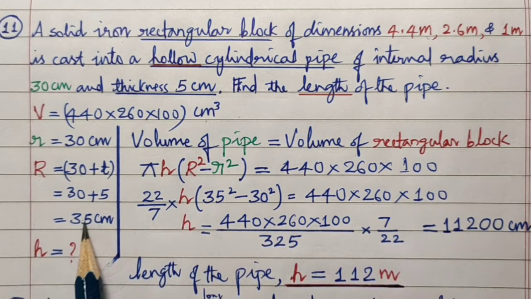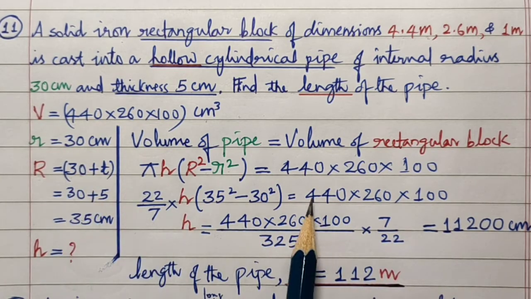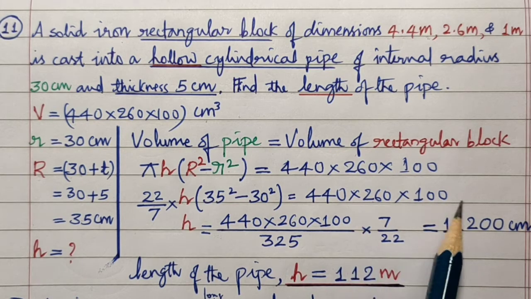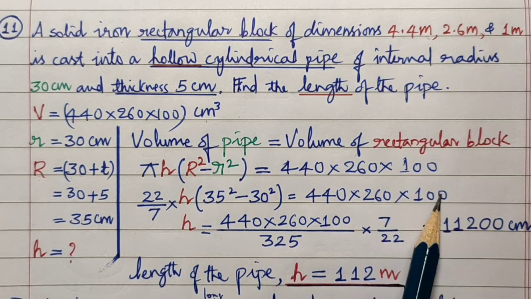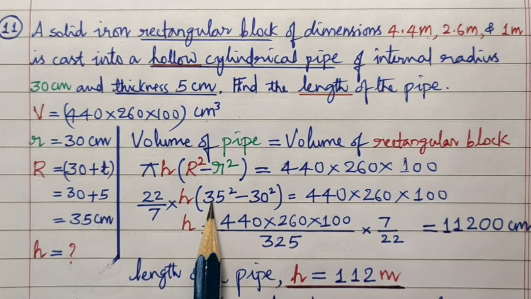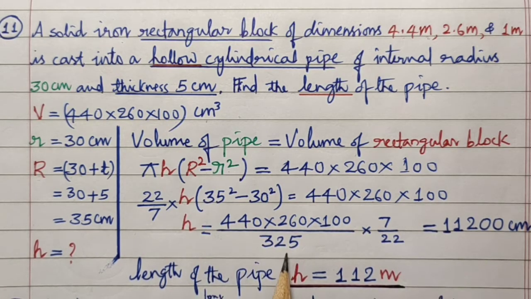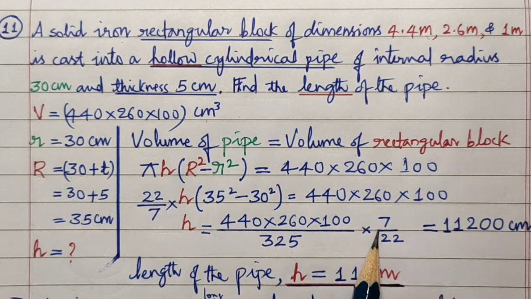R square minus r square is 35 square minus 30 square, that is equal to 440 into 260 into 100. Therefore h is equal to 440 into 260 into 100 divided by 35 square minus 30 square, which will give 325 into 7/22, that will give 11,200 centimeters. So let us convert this into meters by dividing it by 100. Therefore the length of the pipe is equal to 112 meters.